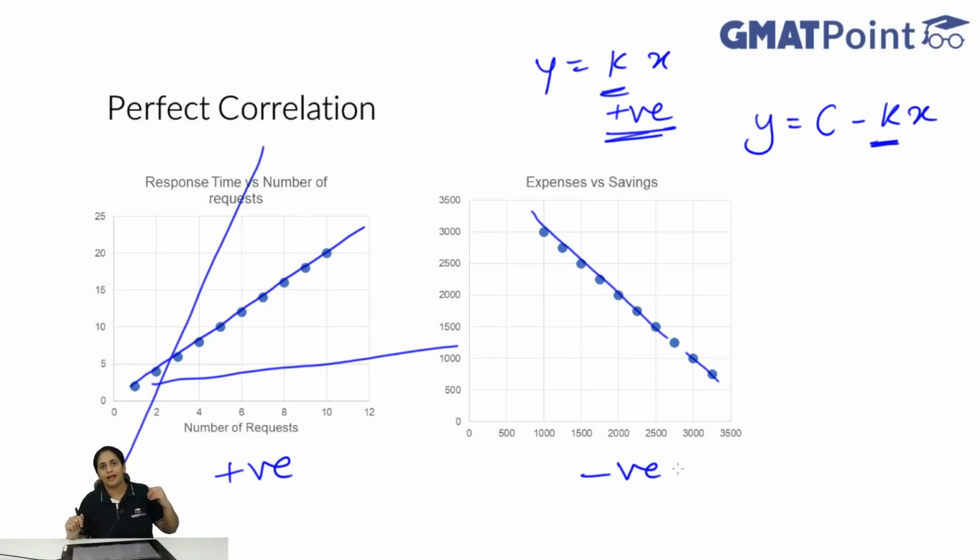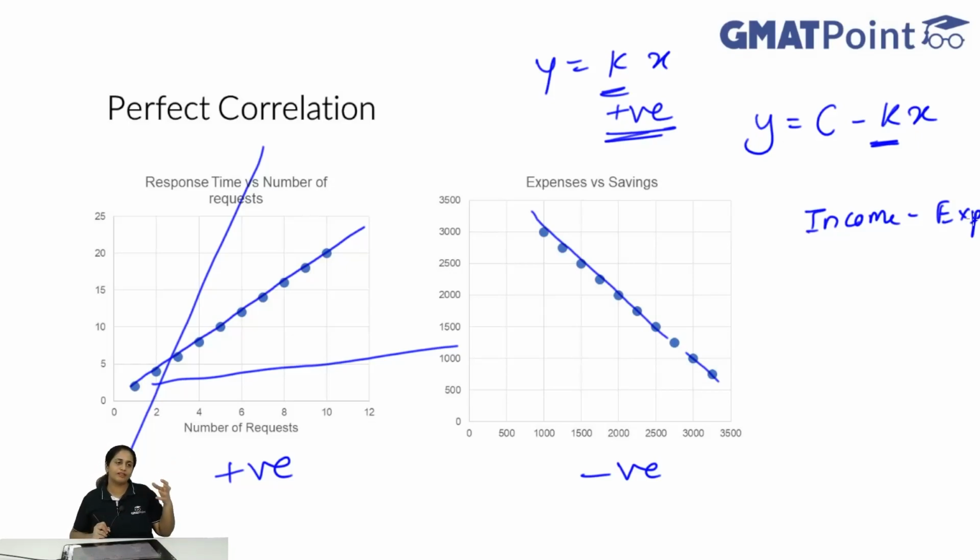On the other hand, if expenses and savings add up to your income, and your income is constant, then income minus expenses would be savings. So as your expenses go up, your savings go down. So there'll be a perfect negative correlation.